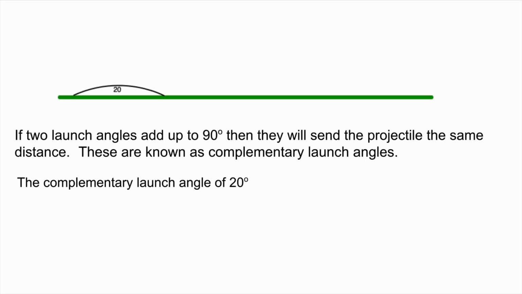So let's just look at an example of this. Let's just say I launch something at 20 degrees. It has a lot of horizontal velocity. It doesn't have much vertical velocity, but this is how far it travels. Well, what would its complementary angle be? I just say 90 minus 20, that gives me 70. So at 70 degrees, if I shoot it at the same velocity, it's going to travel the same distance. So for every horizontal distance traveled, there are two angles that will get us there with the same launch velocity.